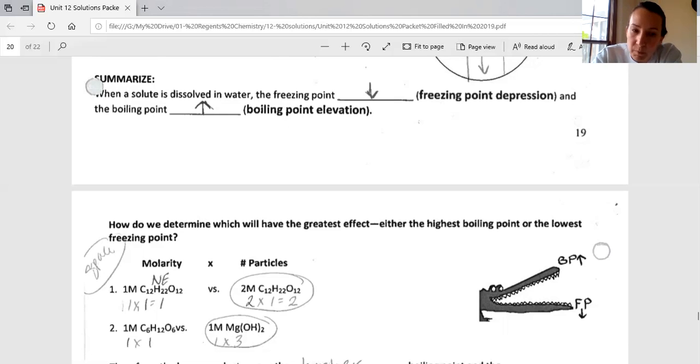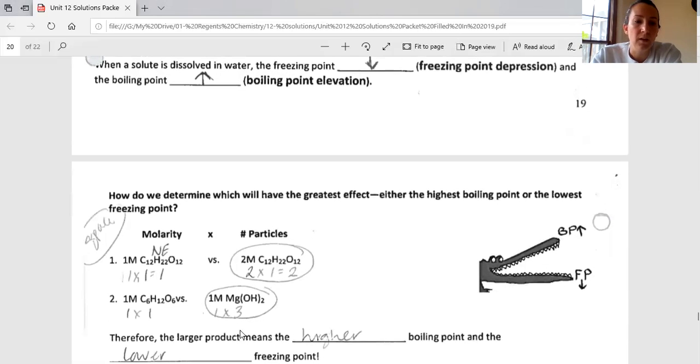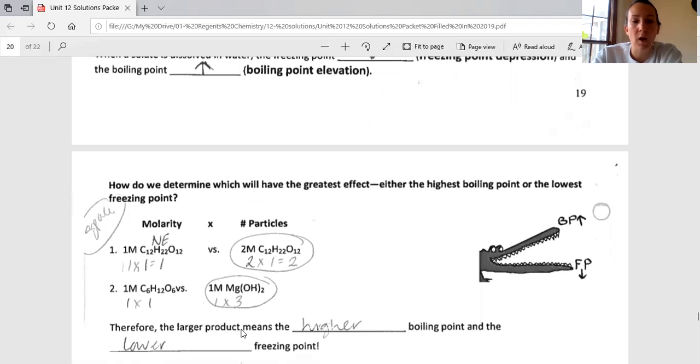Since that number is bigger, that one has the greater effect. So the larger product means you have the higher boiling point. And the larger product also means you have the lower freezing point. It doesn't change. Whichever number is bigger is going to have the biggest effect. So the greatest boiling point change and the greatest freezing point change.